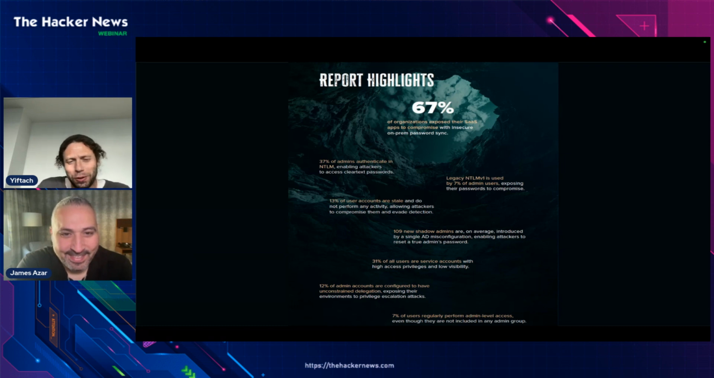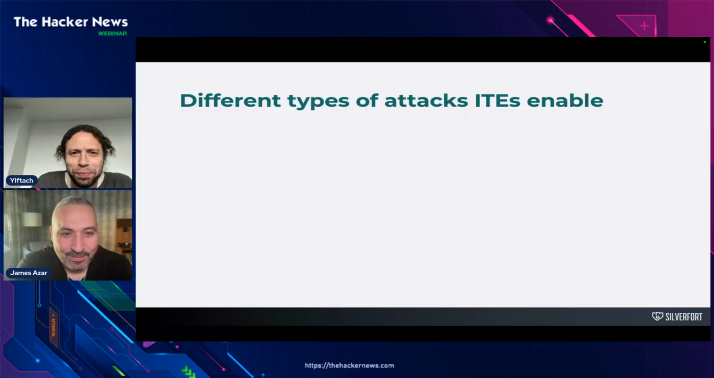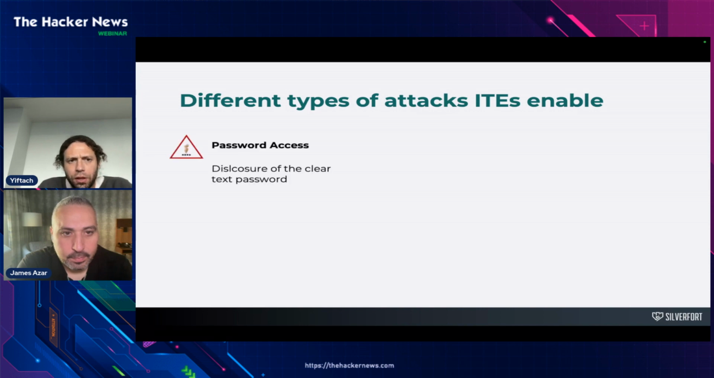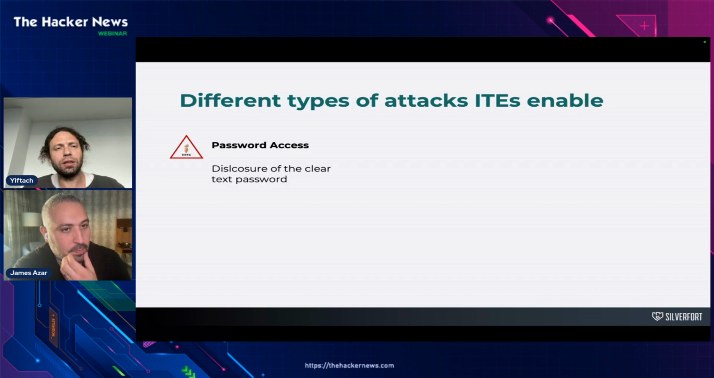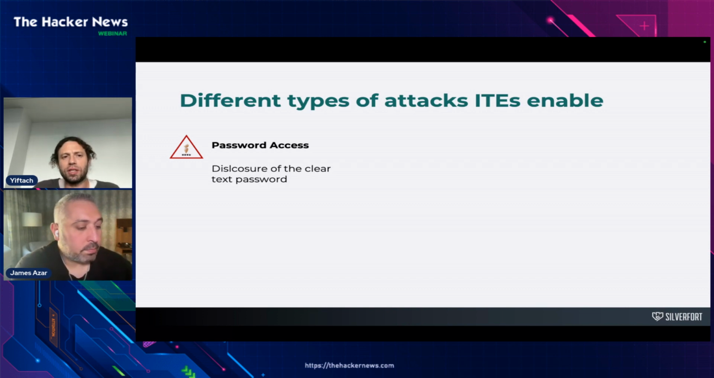And if you also gain some valuable knowledge, even better. Let's talk about the ITEs and the different types of attacks that they enable. So let's start with password access, meaning disclosure of the clear text password. These are ITEs that, when exploited by the attacker, provide access not only to the Kerberos ticket or to the password hash, but to the actual password itself.